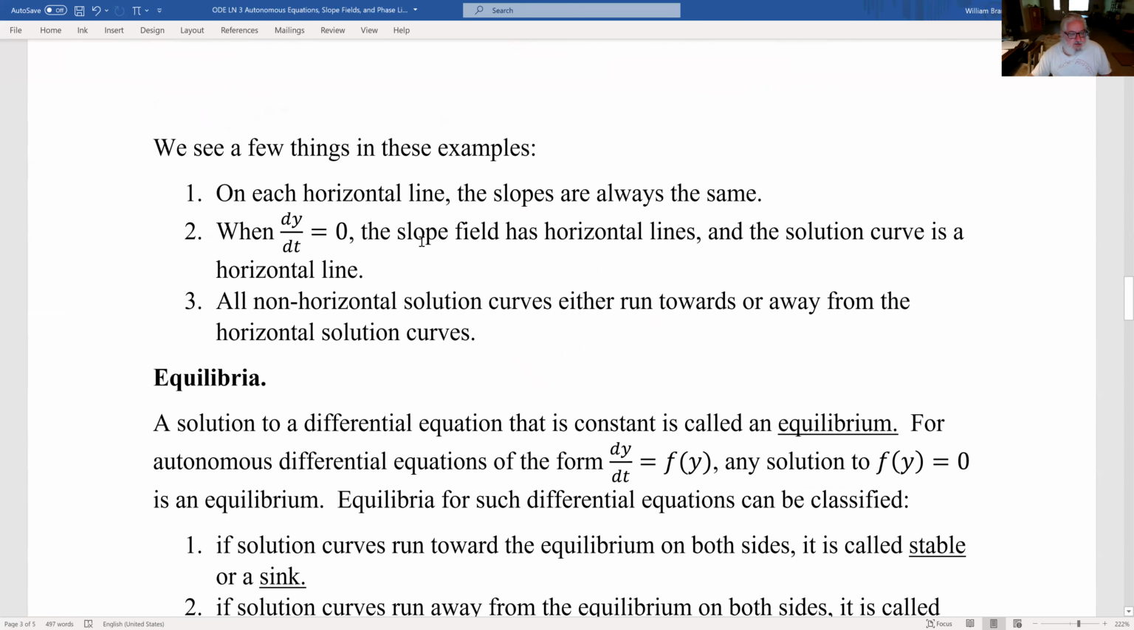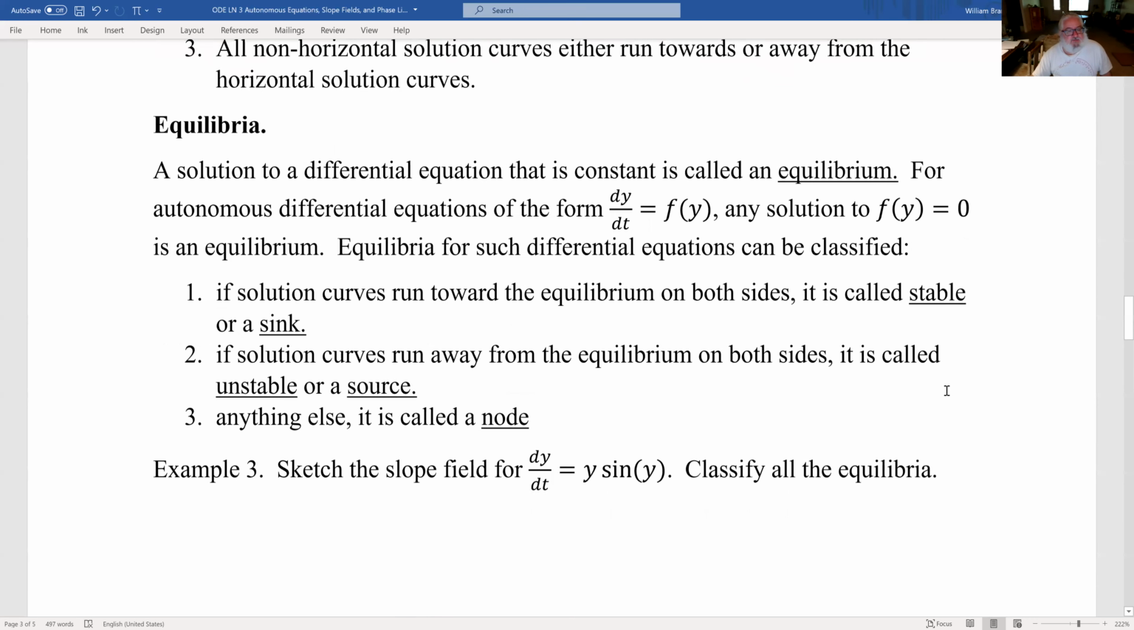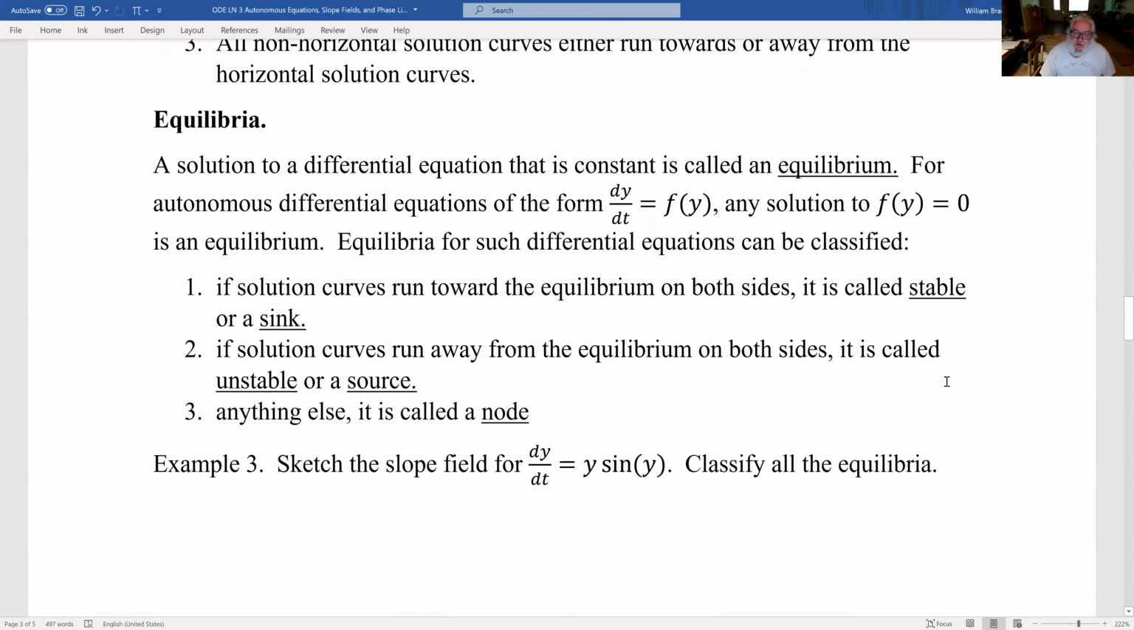When dy/dt equals 0, the slope field has horizontal tangent lines, and the solution curve is that particular horizontal line, right? So we always look for these sorts of things. And if you have solution curves that are not horizontal, they either run towards or away from the horizontal solution curves. They have limits in forward or backward time that are the horizontal solution curves. And so those horizontal solution curves are really important, obviously, and those are what are called equilibria.